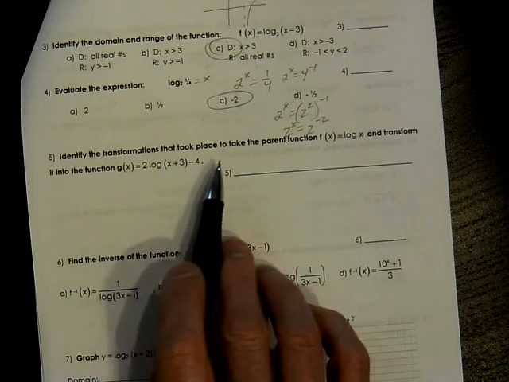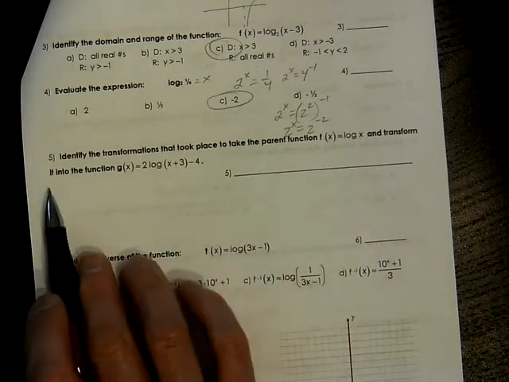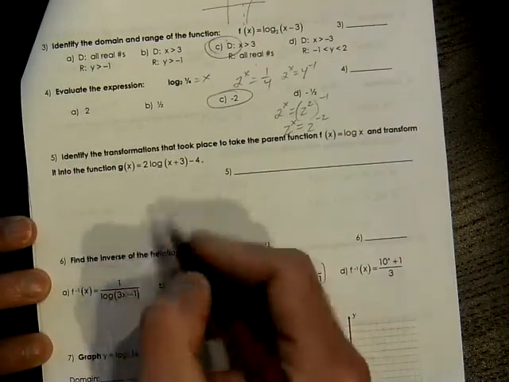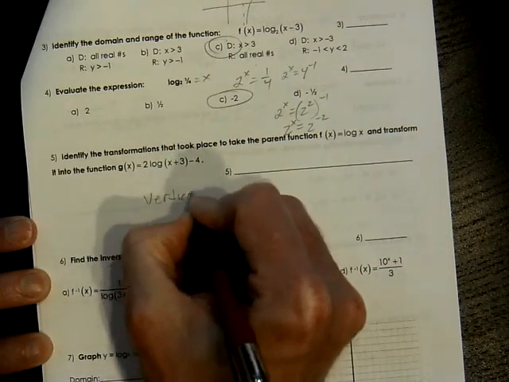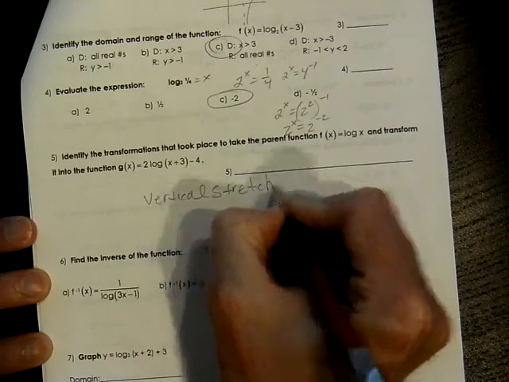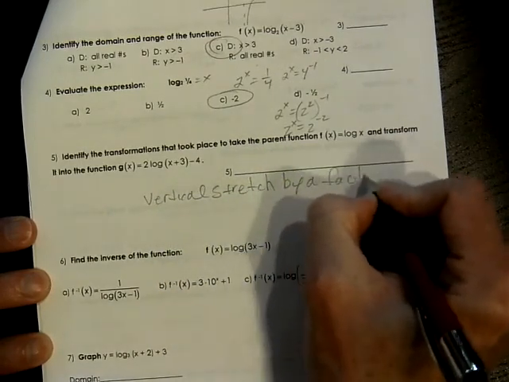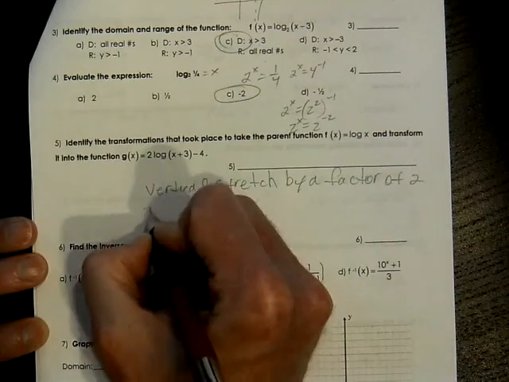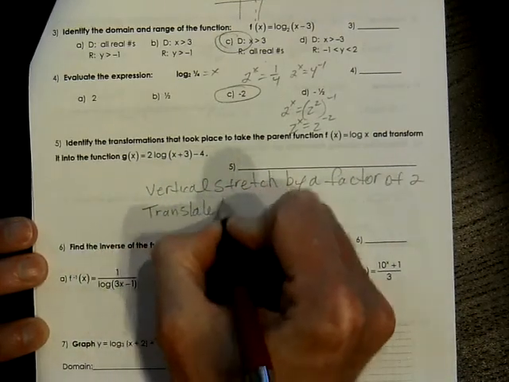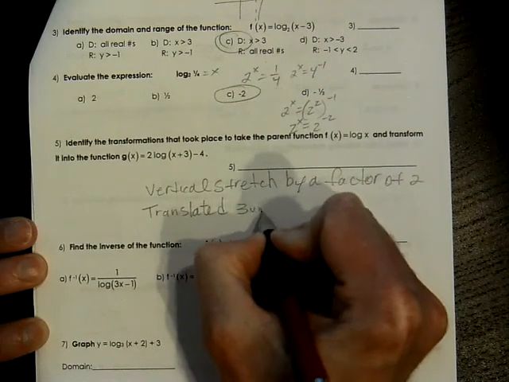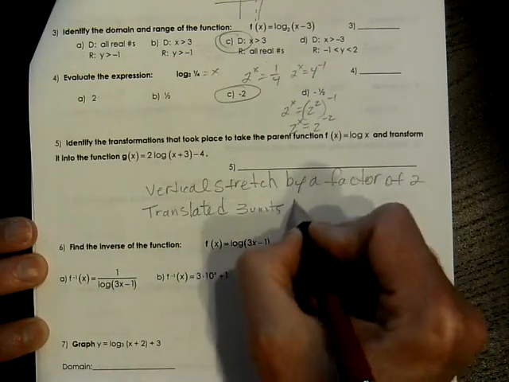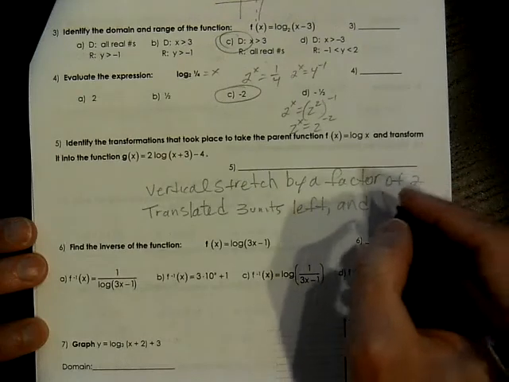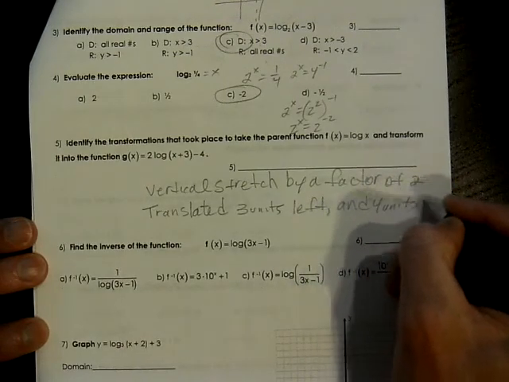Identify the transformation that took place to make this parent function and translate it into here. Well, we know that there is a vertical stretch by a factor of 2. And translated 3 units, it's always the opposite, 3 units left, and for the k value it's exactly that. So, and 4 units down.